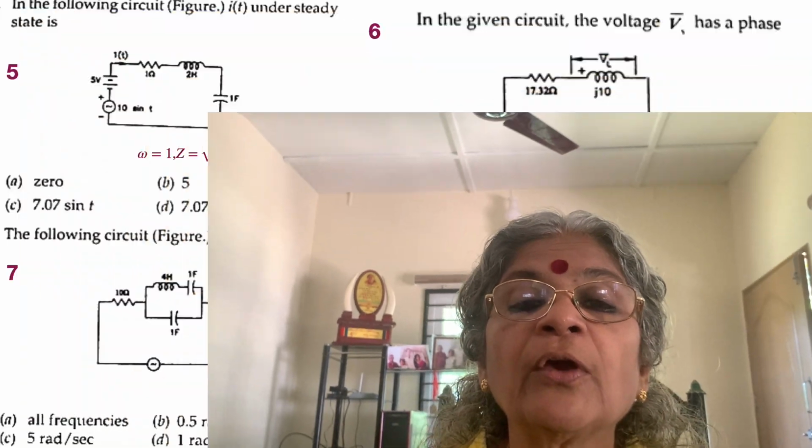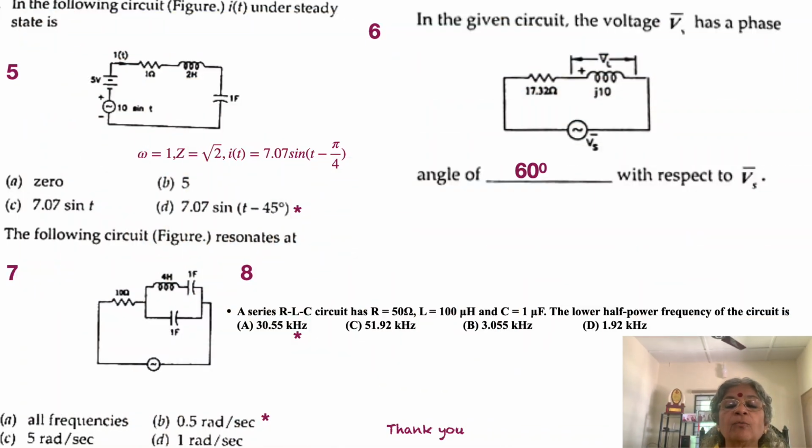Okay. So moving on to problem number 6. What do we have here? We have a voltage source Vs, of course with the vectorial sense, and then there is 17.32 as the resistance, and the reactance is going to be J10. Okay, so 10 and 17.32 are connected together.